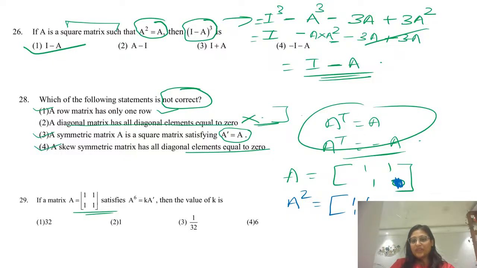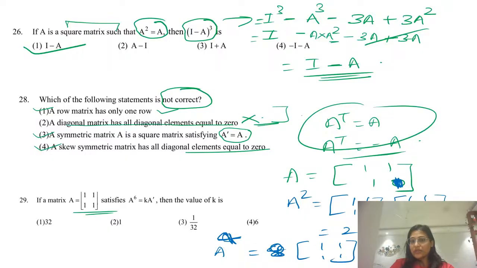All right. So [1, 1; 1, 1] into [1, 1; 1, 1] will be nothing but 2 into [1, 1; 1, 1], because just add this, it will be 2. Every element will become 2, right? Now let's find out A4. A4 will be 4, 4, and so, 2 into [2, 2; 2, 2], that is 8 into [1, 1; 1, 1].